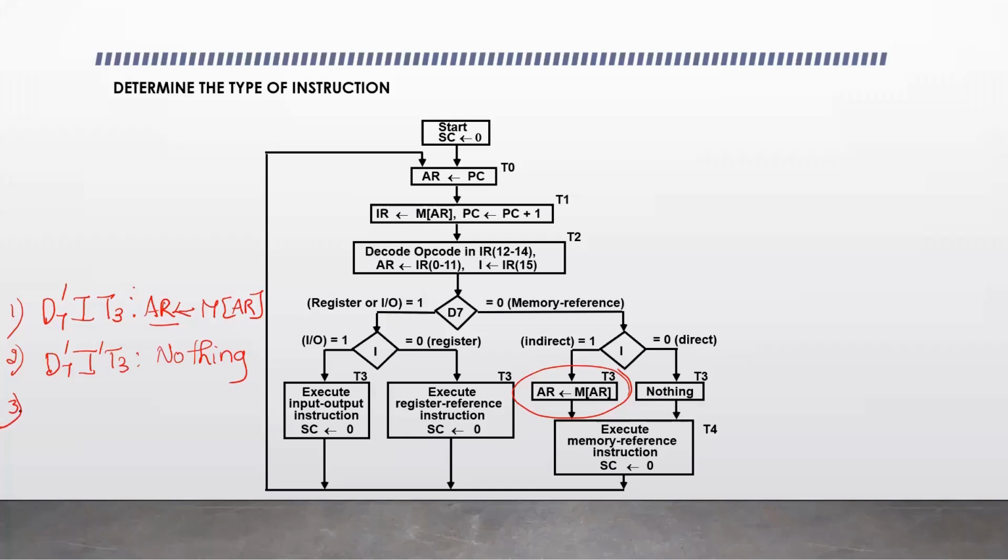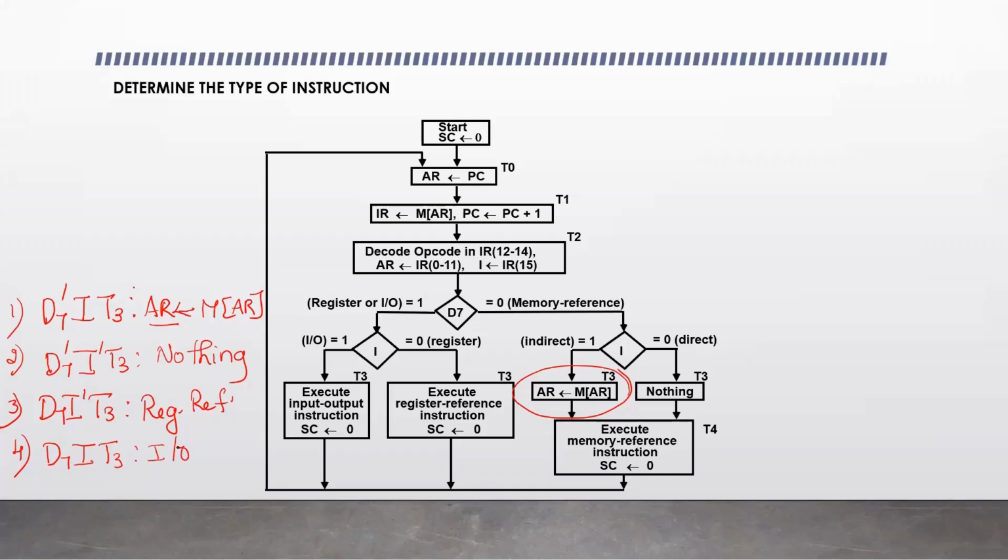And the third control condition can be symbolized as D7 is 1 here. So it is D7, and this executes the register reference instruction. For that I is 0, so we write I dash at time T3. It is the register reference instruction. And the fourth control condition is D7 is 1 and I is also 1, D7 I T3, at time T3. The operation performed is the input output operation.